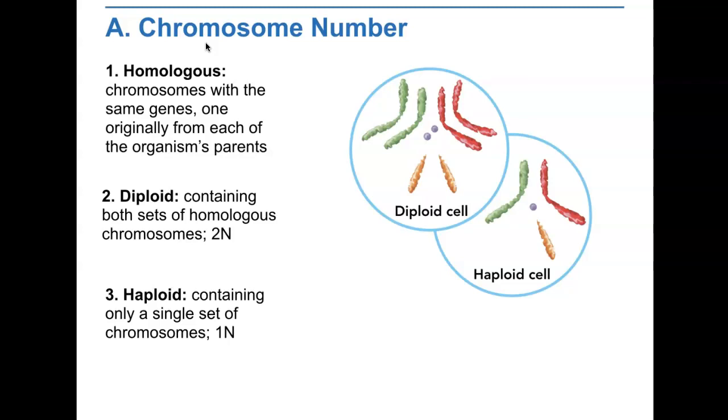Some cells have a single set of chromosomes and therefore a single set of genes. Such cells are haploid, meaning single. The gametes of sexually reproduced organisms, including fruit flies and peas, are haploid.